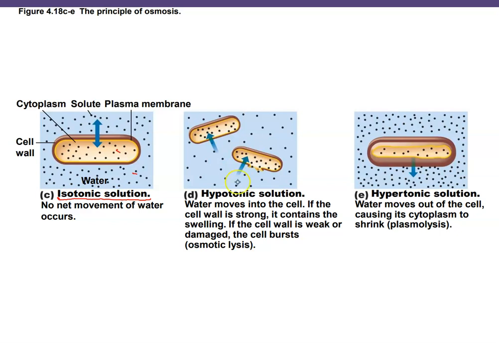If I'm placing my cells into a hypotonic solution, now I have a higher concentration of dissolved particles inside of the cell and less water. Therefore, the water concentration is higher on the outside of the cell. So now the water is going to rush into the cell and it may cause lysis. Sometimes it can break the cell. If the cell has a cell wall, it's just going to swell up. But if the cell doesn't have a cell wall, it's just going to burst.